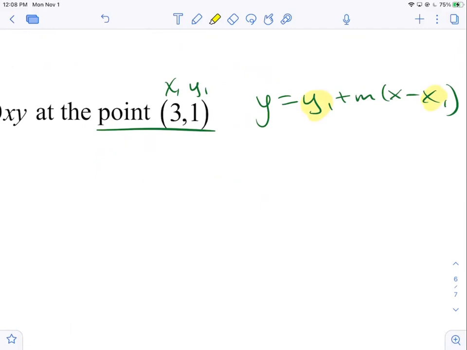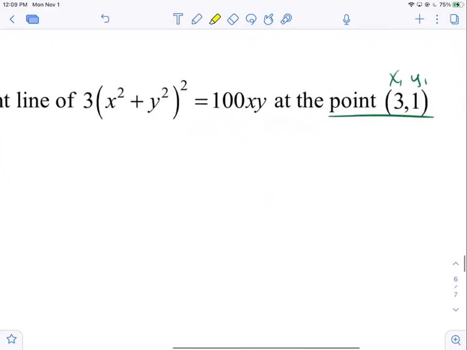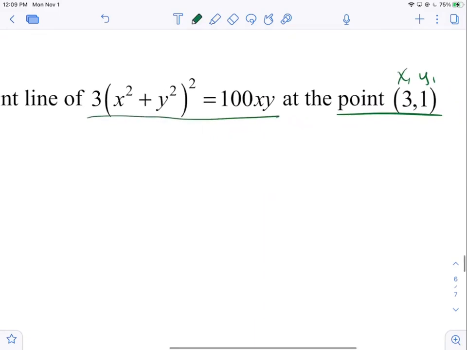This problem's practically working itself, isn't it? All we really need to complete the task is to find m, which is the slope at that point. Slope at a point. Big D, not Dallas, although they were good yesterday. Derivative, right? So let's go ahead and take the derivative of this equation. How many y's do we have in here? 2. So we should have 2 dy dx's.